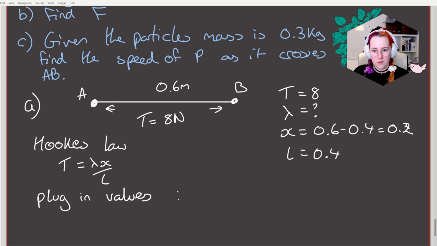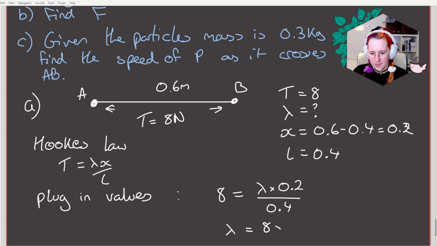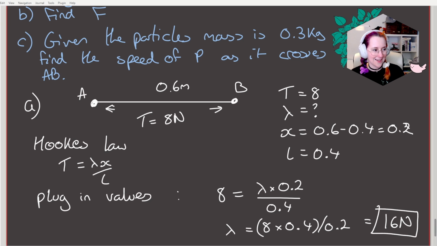Plugging in the values, you get 8 equals lambda times 0.2 over 0.4. Lambda is 8 times 0.4 over 0.2, which is 16 newtons. Ta-da!